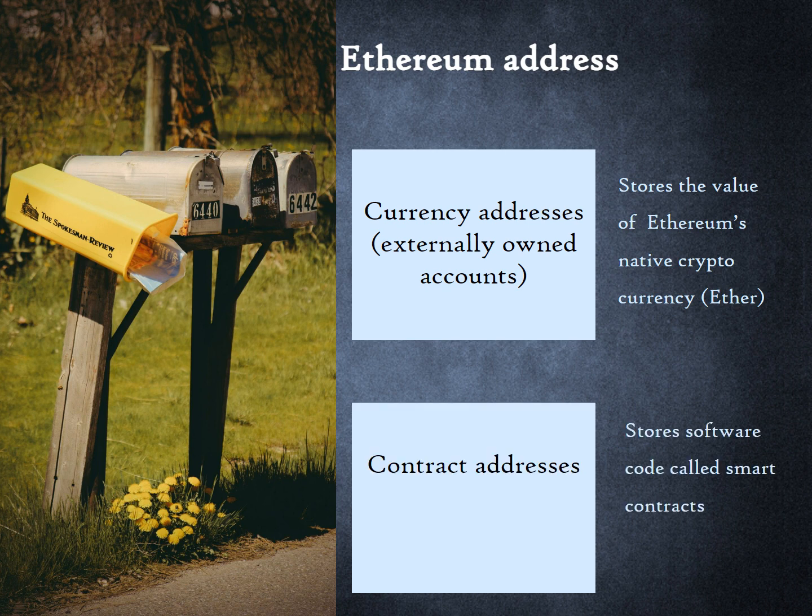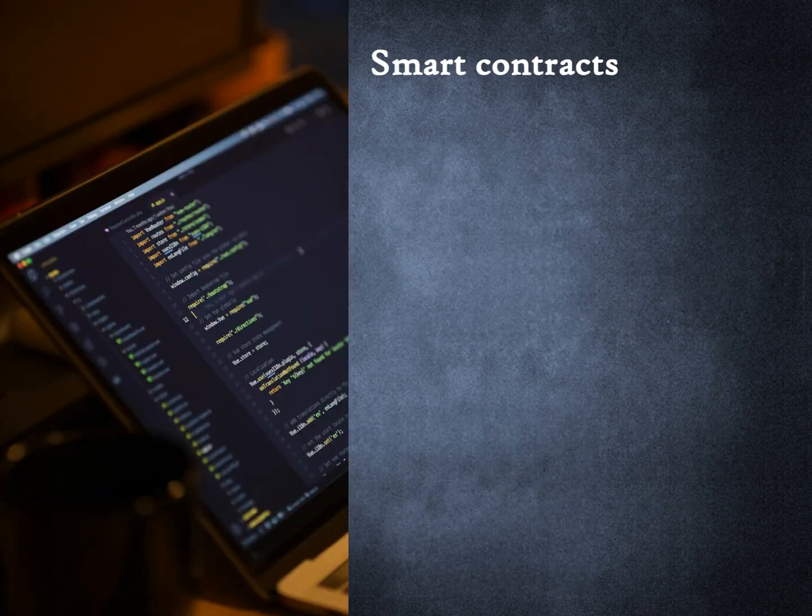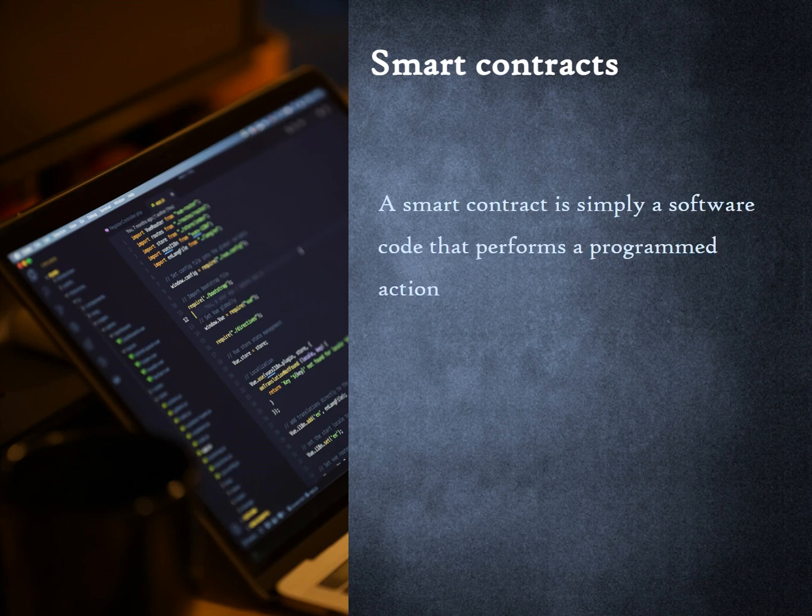The second type of Ethereum addresses are contract addresses. They store software code called smart contracts. The use of the expression smart contracts is confusing since the term contract presumes a legal agreement between parties. A smart contract is simply a software code that performs a programmed action. For instance, you could code a program that calculates the square of a number and place the code in an Ethereum address. We will cover the purpose of placing software code in an Ethereum address in a later lesson.